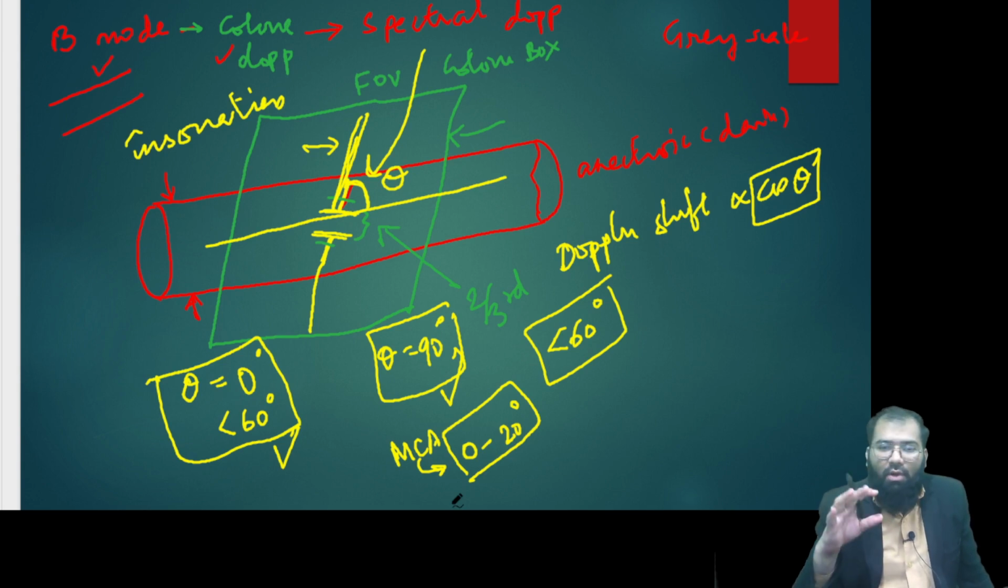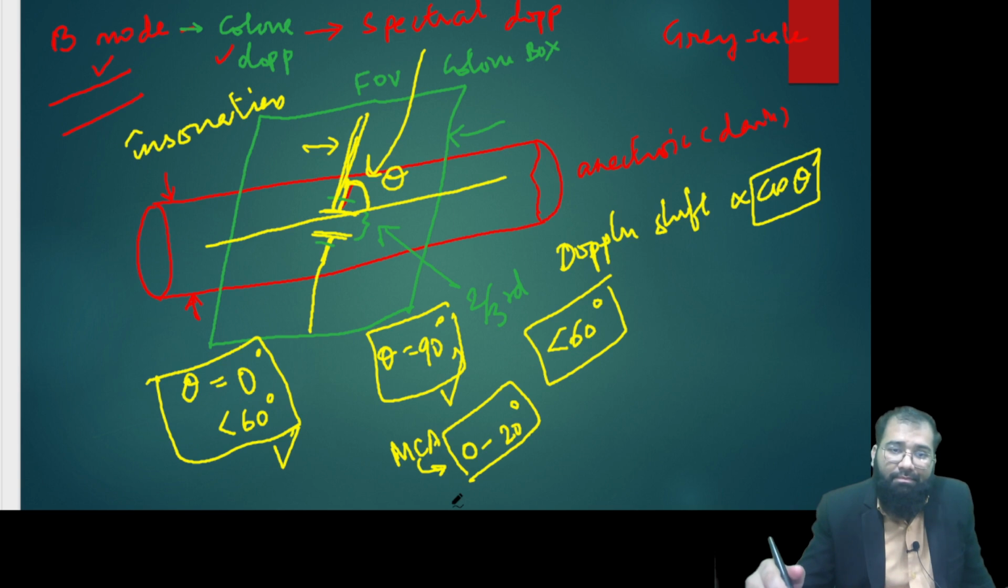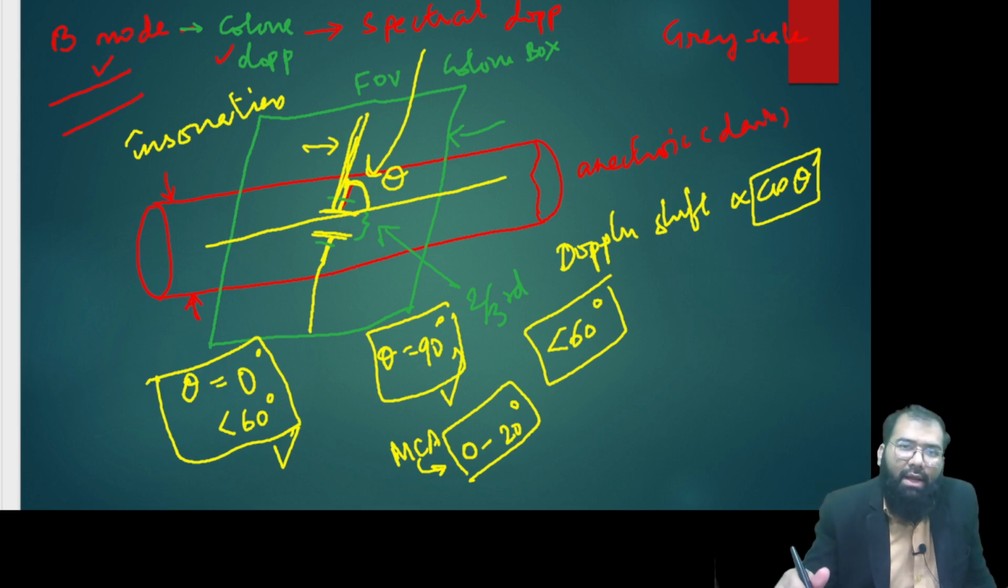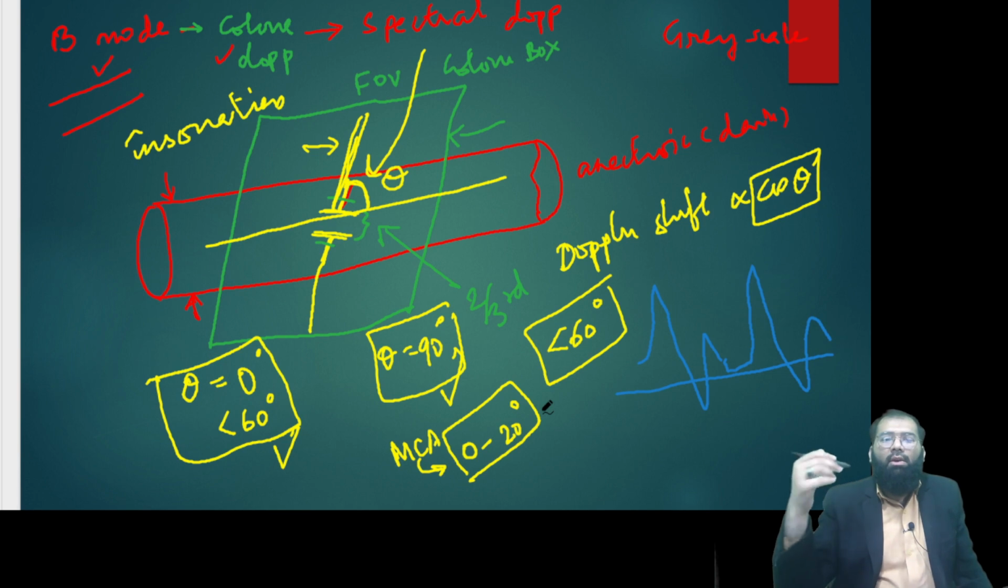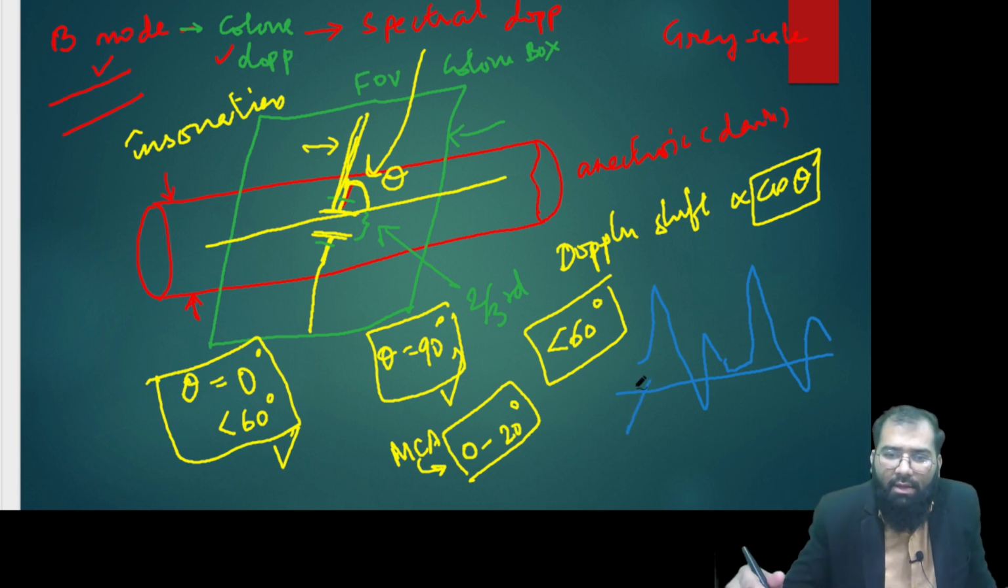But presently I want you all to focus on what is the gate, the sample gate which I have kept in the vessel, and then the angle of insonation. Once you put this inside the vessel, why is it called spectral Doppler? Once you put this and you press the set or enter button, you get a specific waveform of that vessel. Suppose you get such a waveform. This is how you start getting the waveform. This waveform which you get once you put that is called the spectrum.